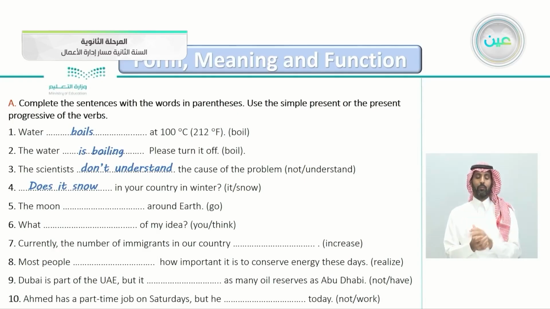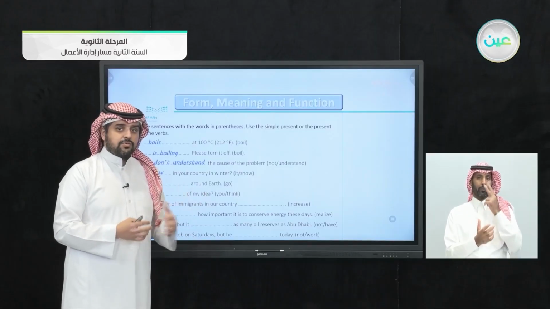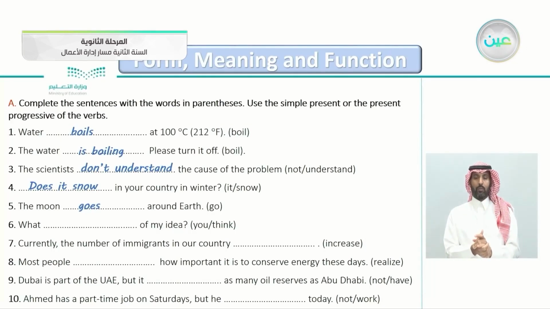Number five, the moon around the earth, and the verb is go. So what's the answer here? You can say this is a routine here. Yes, the moon goes around the earth. This is a routine for the moon. The moon goes around the earth.